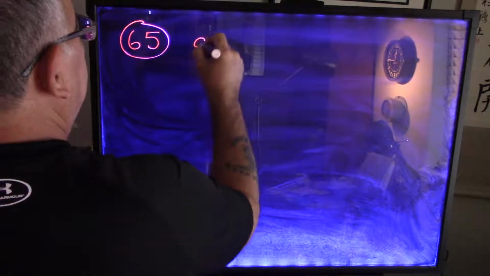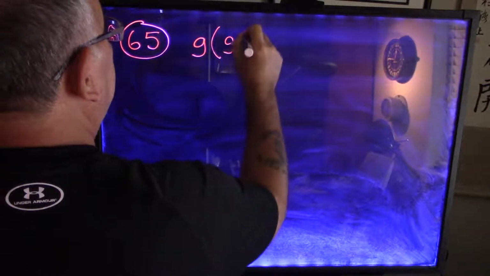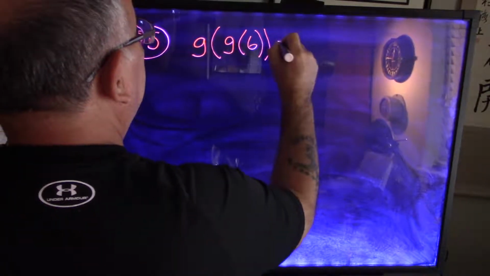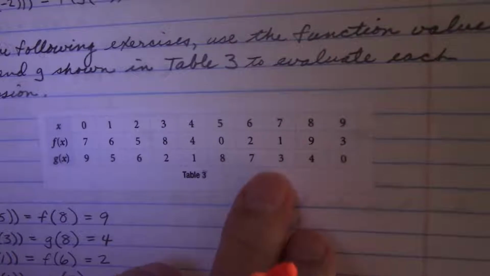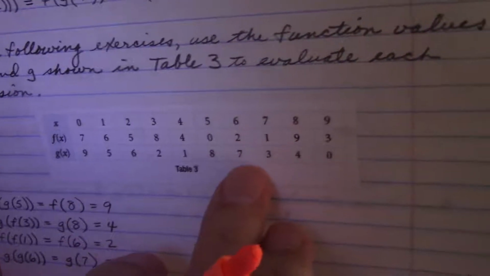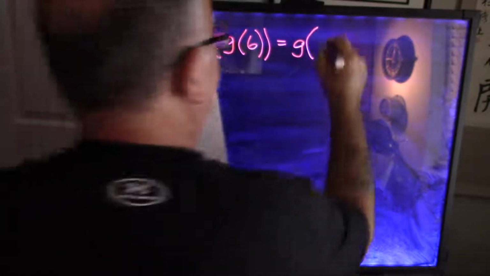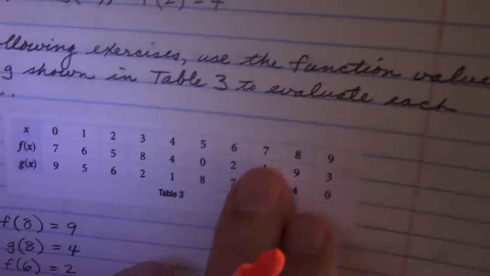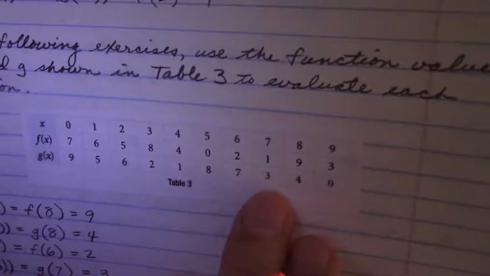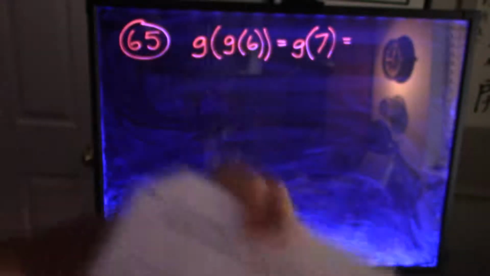Okay, number 65, we have g of g of 6. So what's g of 6? Find x equals 6 in the first row, and then go down to the third row and get the y value, or the g value. That would be 7. Alright, so we want g of 7 now. So we find x equals 7 in the first row, and go down to the third row and you get g of 7 is 3. So that's your final answer.